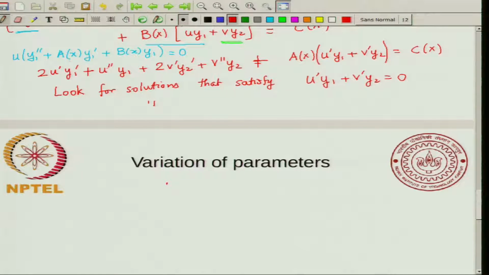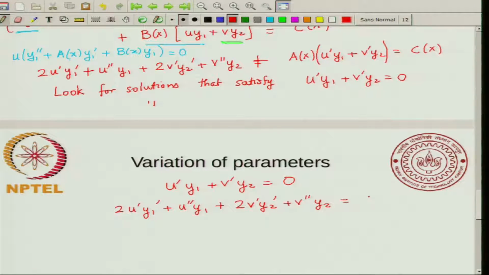So the first equation is u prime y1 plus v prime y2 equal to 0, and the second equation will have the form 2 u prime y1 prime plus u double prime y1 plus 2 v prime y2 prime plus v double prime y2 equal to 0. So this may look a little complicated, but actually the solution of this is fairly straightforward.